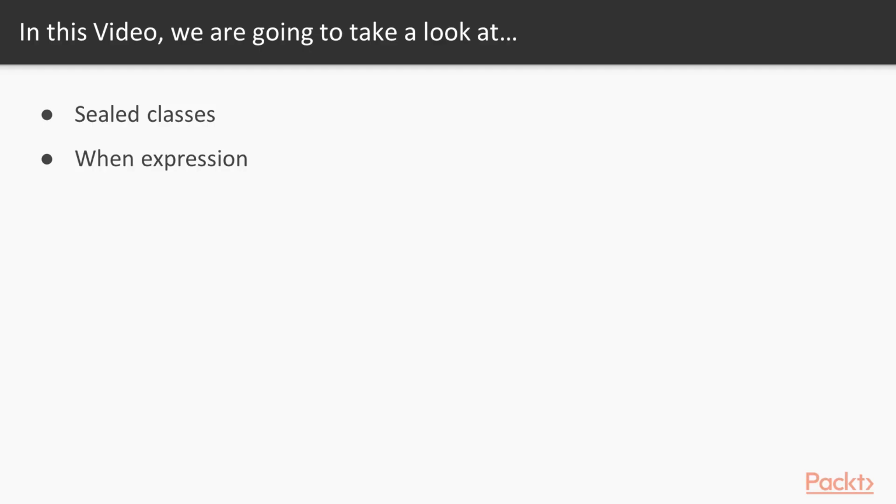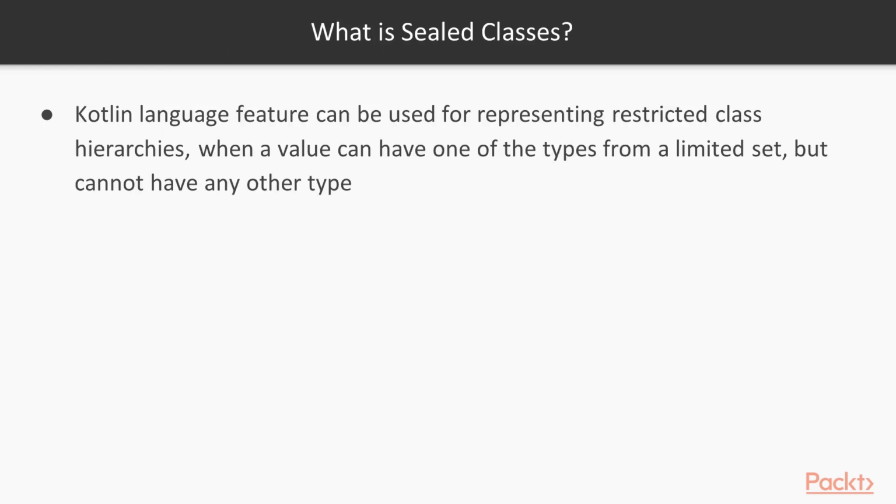In this video, we'll talk about sealed classes and how, by combining sealed classes and when expression, we could achieve better code quality. Sealed classes is a Kotlin language feature used for representing restricted class hierarchies, when a value can have one of the types from a limited set, but can't have any other type. You could think about sealed classes like more advanced enums.